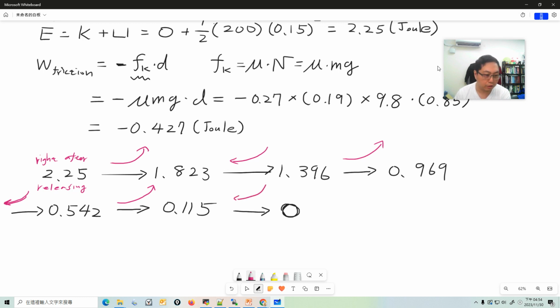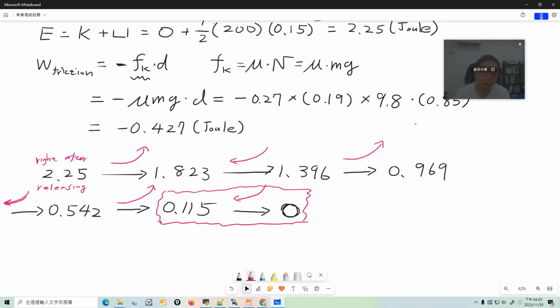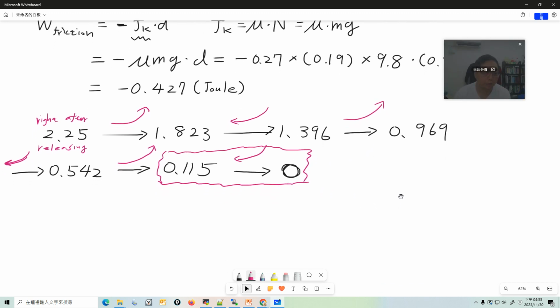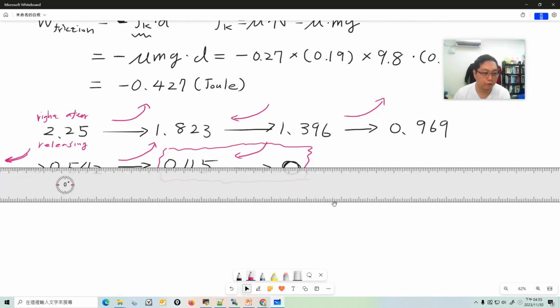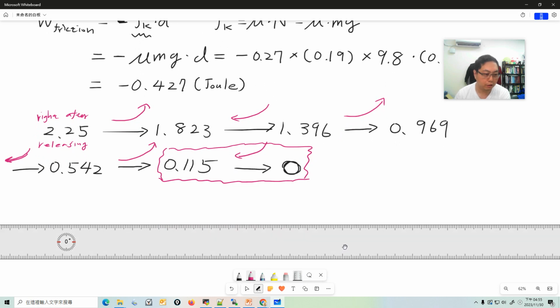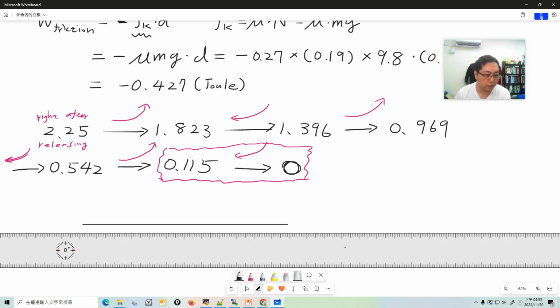So we have to take care about this. It goes down. So what's the final situation here? Let me do a little graph. The final situation will be like this. The mass is here.